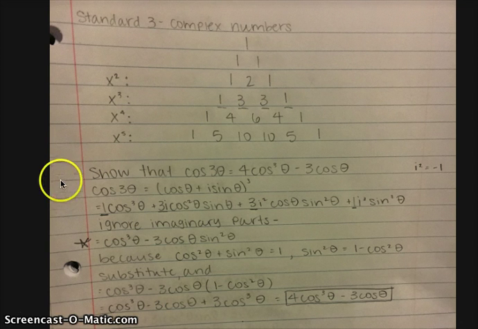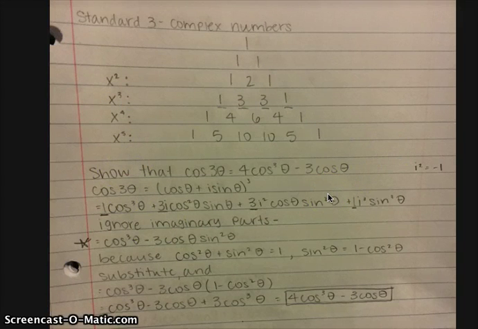So show that cosine of 3 theta equals 4 cosine cubed theta minus 3 cosine theta, or any problem like that. Okay, we can do this using this fancy triangle right here, which is actually written correctly, unlike my last quiz. So I labeled over here that if it were squared, we'd use this row, cubed, we'd use this row, to the fourth, this row, to the fifth, this row, etc. It goes on and on and on.